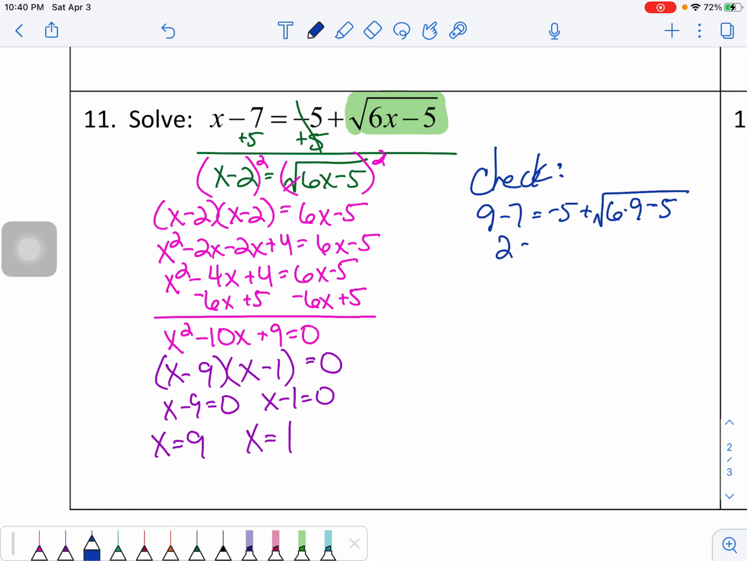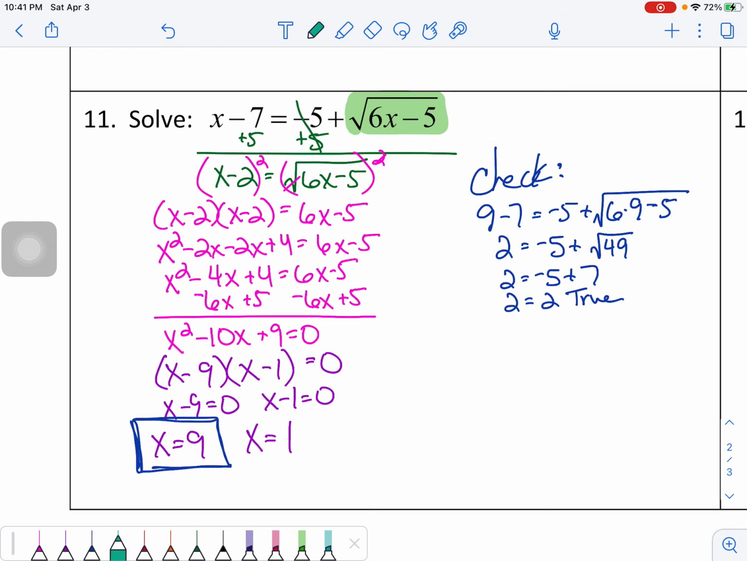All right, so 9 minus 7 is 2. Negative 5 plus, let's see, 6 times 9 would be 54. 54 minus 5 would be the square root of 49. So negative 5 plus the square root of 49 is 7. Negative 5 plus 7 is 2. That is a true statement. So 9 is a possible solution. I need to check and see if 1 is a possible solution as well. So every place I have an x, I'm going to replace it with a 1.